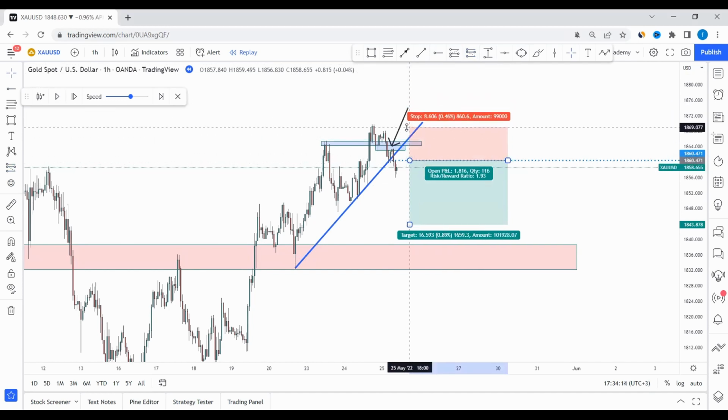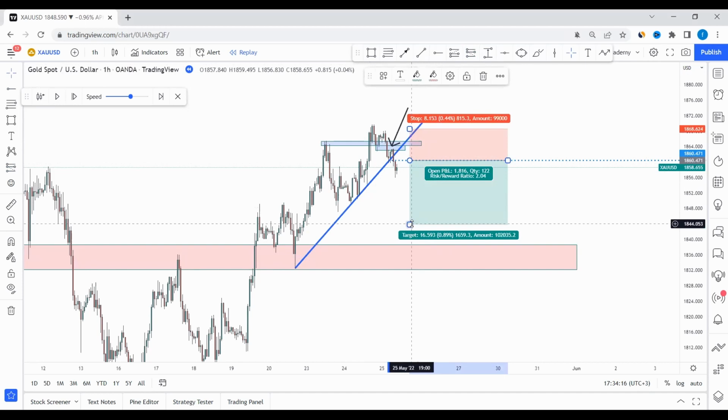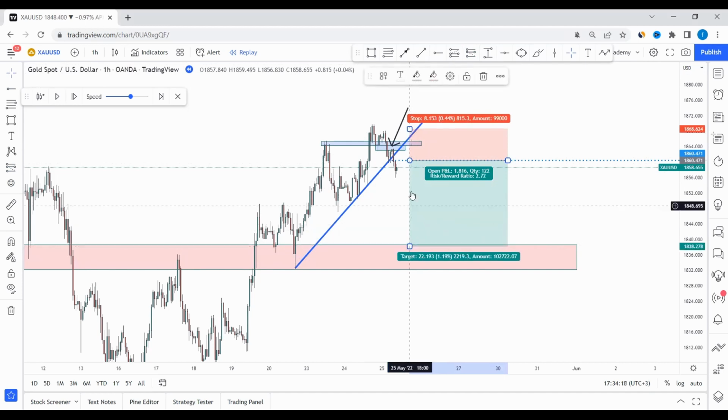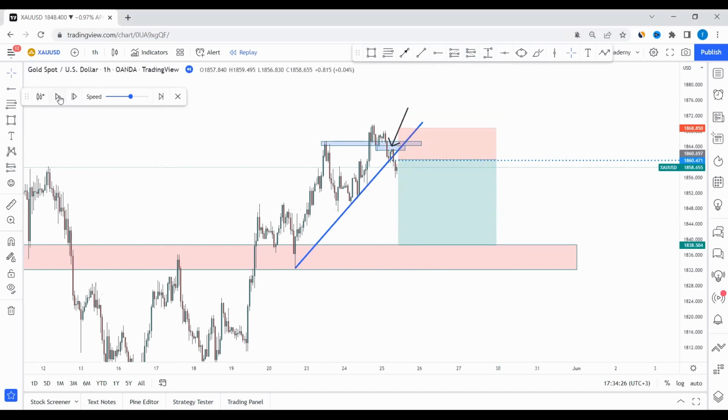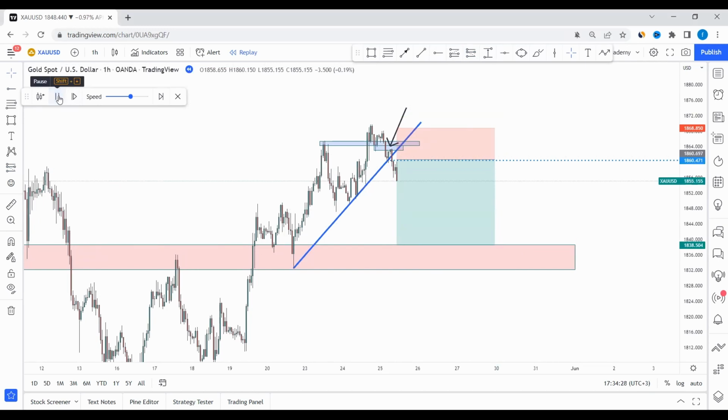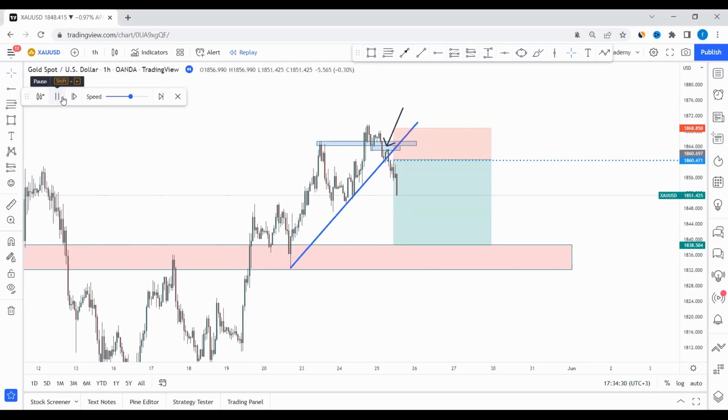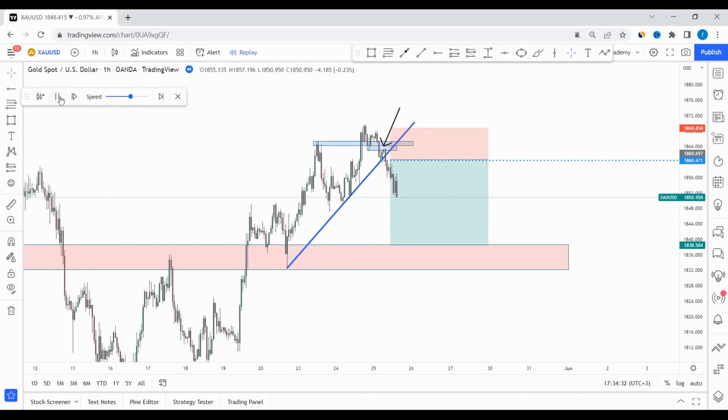Remember, we shall be targeting, you just put your stop loss above your resistance levels or structure. So this is a risk to reward ratio of 1 to 2, right? So let's see how it will play out.